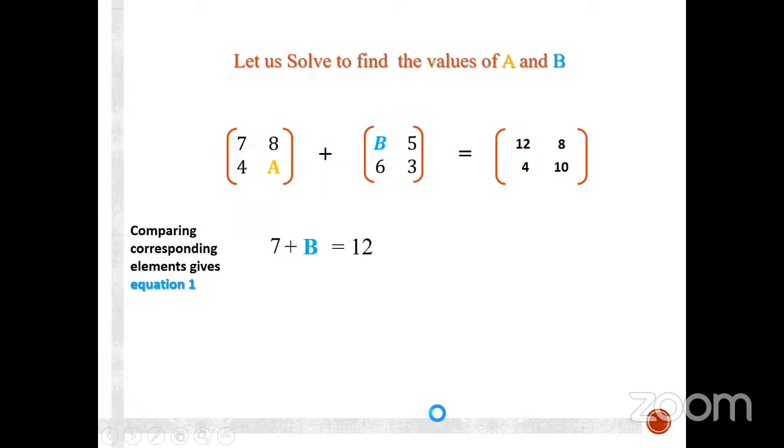Excellent. What therefore is the value of B? Who can tell me that? What is the value of B? All right, Amy says 5. And I suppose you would have done the subtraction there to determine the value of B.